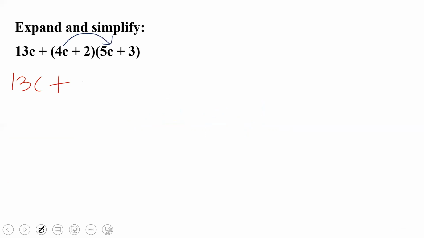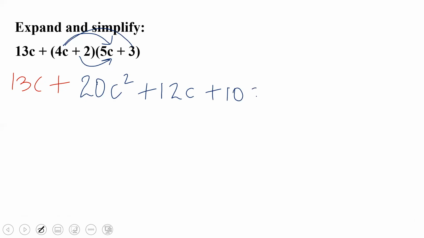4c times 5c is going to be 20c squared. 4c times 3 will be definitely positive 12c. 2 times 5c will be 10c. And 2 times 3 will, of course, give us 6, not 5, as some of you wrote.